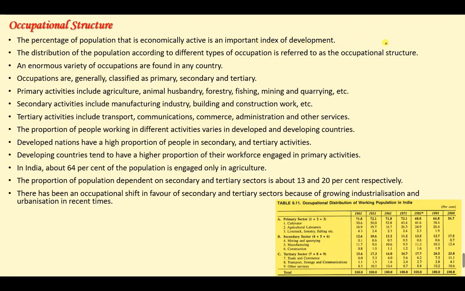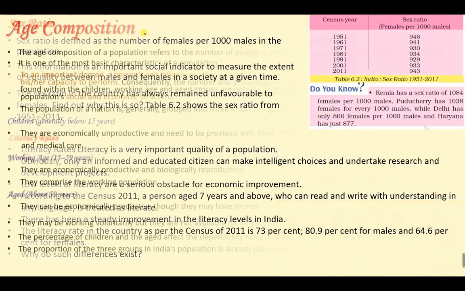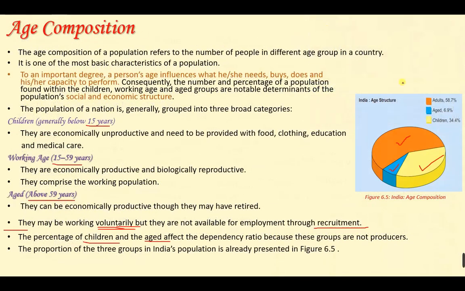Yes, of course, in the previous slide we saw how much productive population we have, about 57%. That percent was 58.7%.